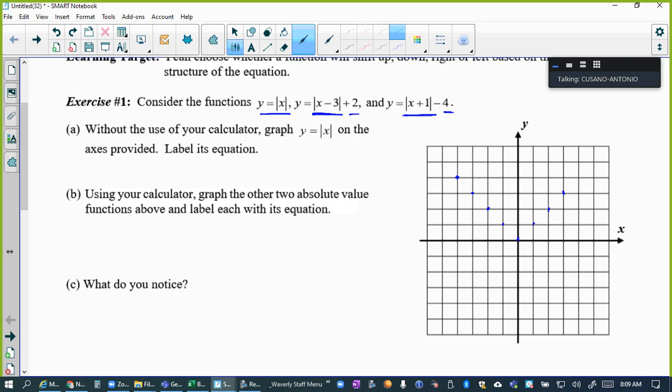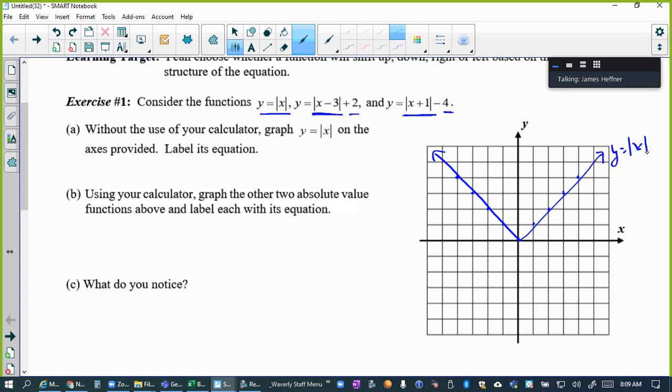So it basically forms a V shape. It does, right? And so you might have seen this graph in algebra. And it looks like this. Okay, and so we'll label that y equals absolute value of x. That's not too hard. I missed all my points here, didn't I? Whatever. So let's see what the other things do to it.